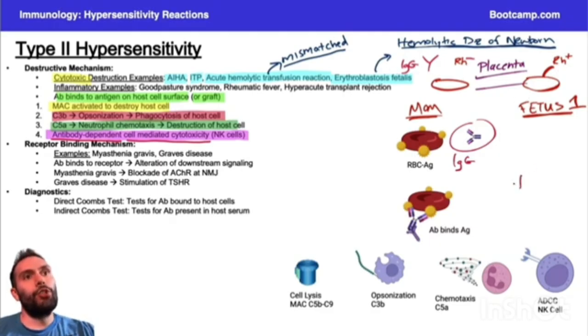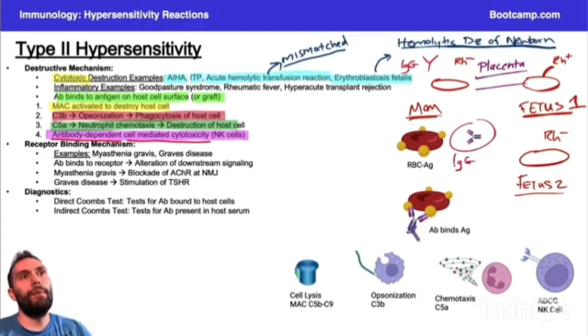For baby number 2, though, let's say mom has a second baby. Let's say this baby is Rh negative. If this baby is Rh negative, it's unlikely that mom would target this baby with antibodies, right? Because there's nothing to target. This antigen isn't there. There's nothing for the antibody to bind to. Mom's Rh negative, baby's Rh negative. So if fetus number 2 is Rh negative, we wouldn't have anything to worry about.